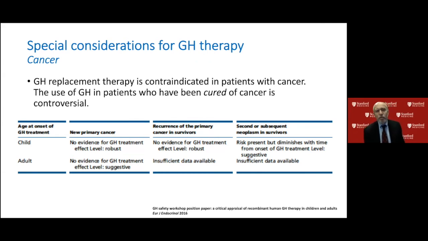Okay. So what are some of the issues about giving growth hormone therapy? As I told you, growth hormone therapy is contraindicated in patients with active malignancies. The use of growth hormone in patients who have been cured of cancer still remains somewhat controversial. In children, we have much more data concerning the effects of growth hormone. And we know that, I think with really robust data, that growth hormone therapy does not cause any new primary cancer.